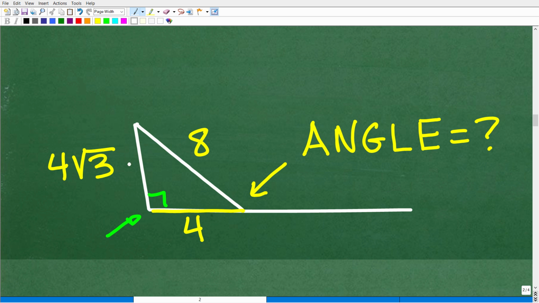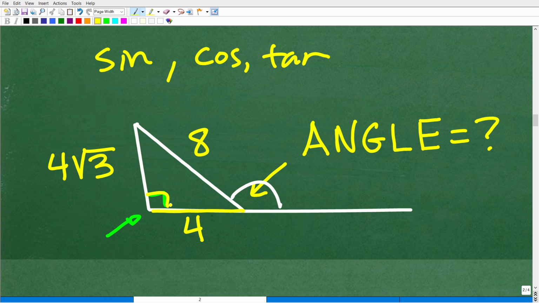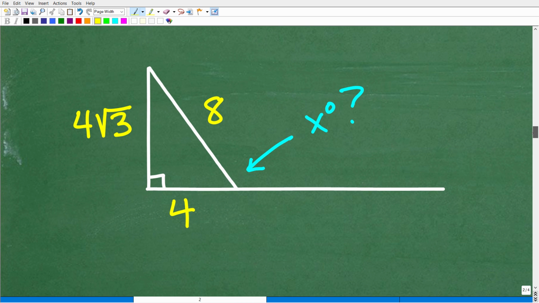But in this case, we verified using the Pythagorean theorem that we have a 90-degree angle. Okay, so how do we get to this angle right here? Well, if we only have 90 degrees here, we'll have to use sine, cosine, or tangent. Now, these are trigonometric functions, but why go through all that if we already know that this is a 30, 60, 90 special right triangle? So that's what we're going to do. We're going to make our life a lot easier.